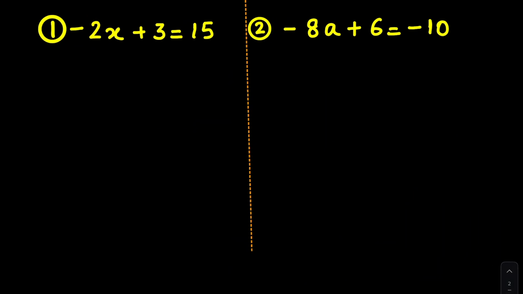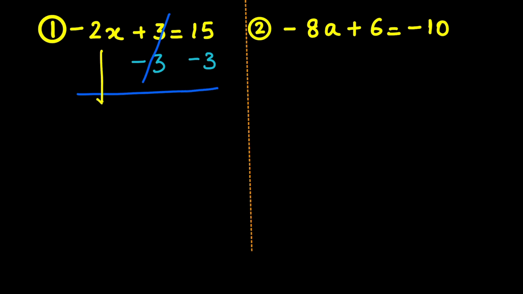Going to example 1. We have minus 2x plus 3 equals 15. So we have the variable x and the coefficient as minus 2. To isolate the variable x, we follow the two-step method. First it is plus 3, so we do the opposite operation: minus 3 on both sides. So this 3 and minus 3 get cancelled.